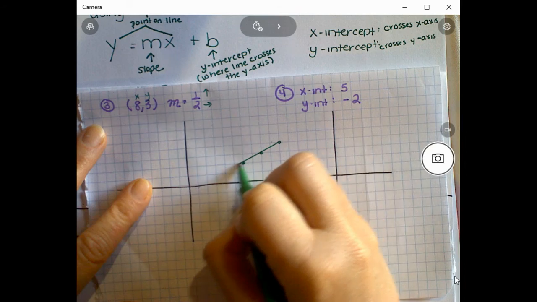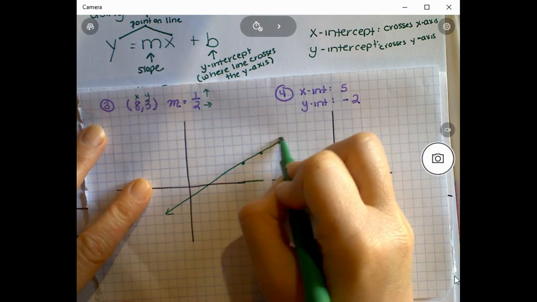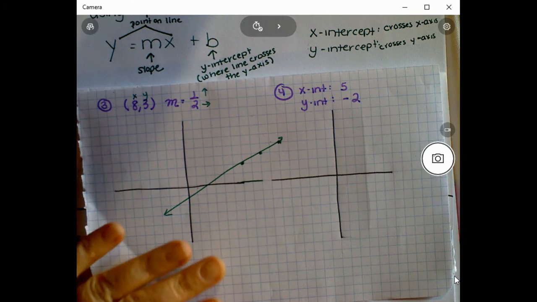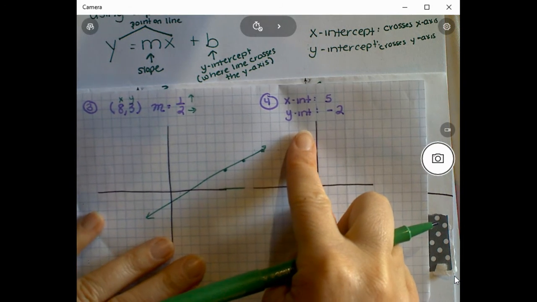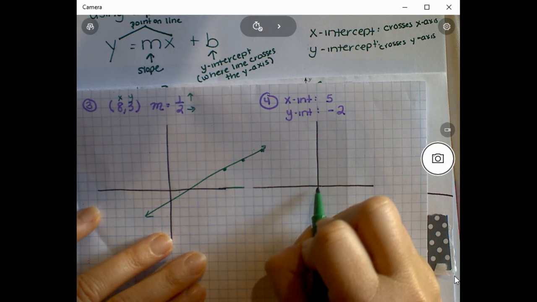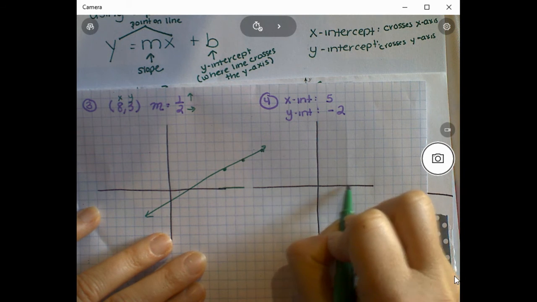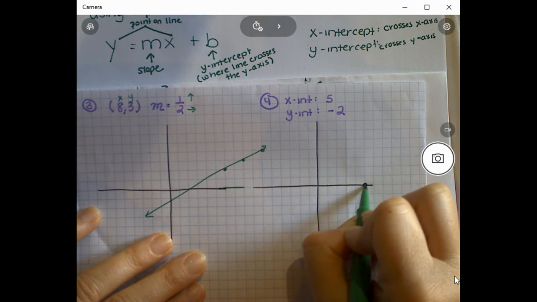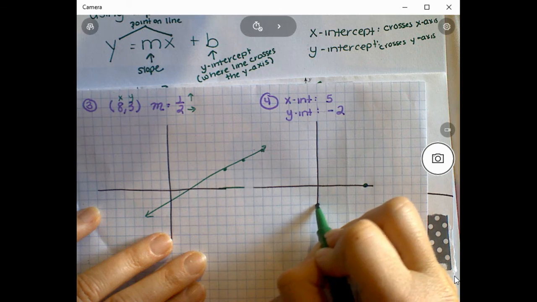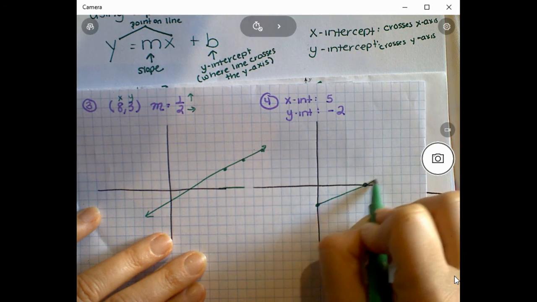And this would be your line. Okay, so it's just a little bit different, not using the slope-intercept form, but it is another way to graph a line. And lastly, using intercepts. We know the x-intercept is 5, so we're going to find 5 on the x-axis. 1, 2, 3, 4, 5, and put a point. Y-intercept is negative 2. 1, 2. Put a point. And that's your line.